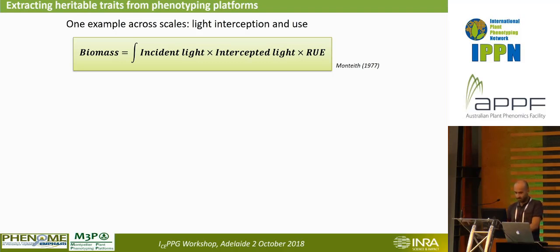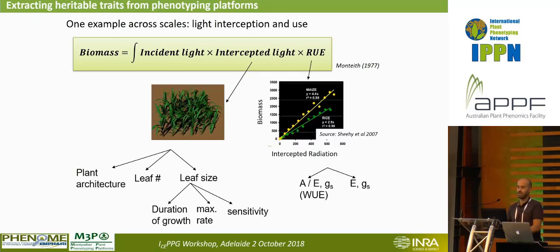So if we take the equation of Monteith, biomass can be explained as the amount of incident light, the amount of this light that is intercepted, and how this intercepted light is converted to biomass. This is one example across the scales, and we can even dissect the genetic terms of this equation into simpler and heritable traits.